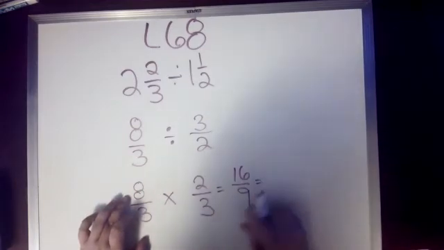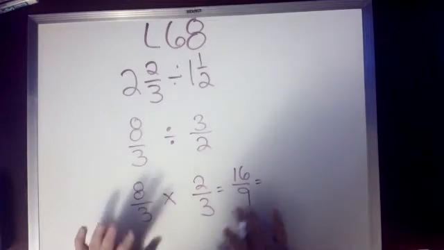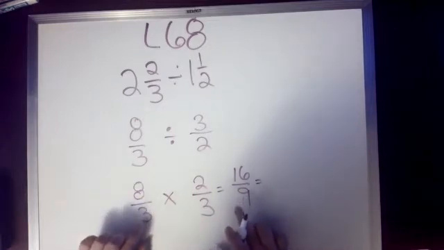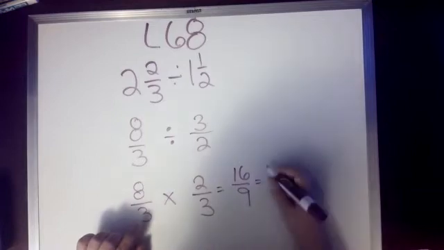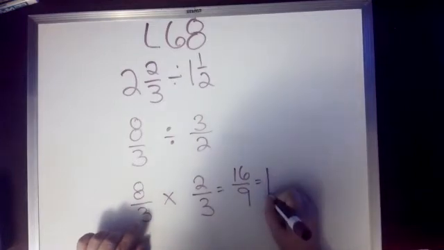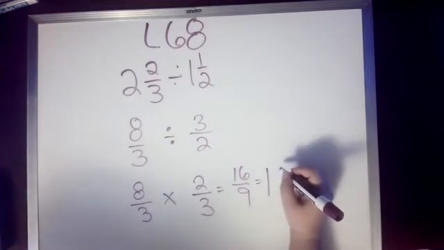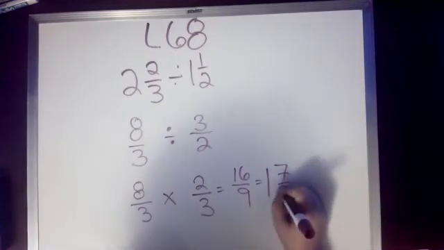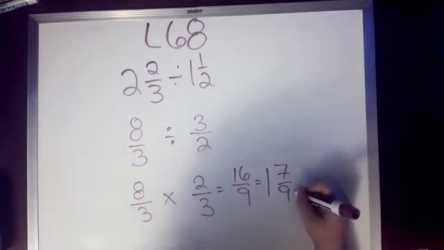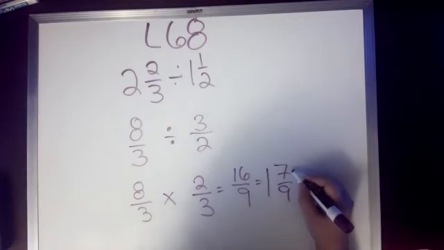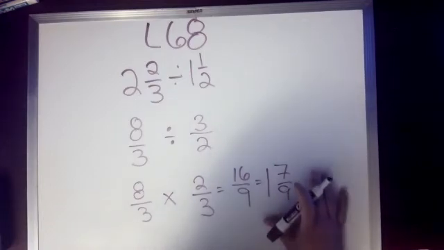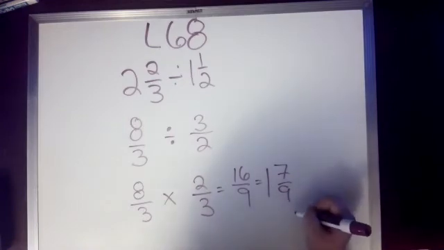And I'm going to now put it into lowest terms, because remember, all fractions, when you're finished with them, need to be in lowest terms. So 9 goes into 16 once. And that leaves me with, drum roll please, 7/9. Okay, now this 7/9 is already in lowest terms. 7 is a prime number, and I can't divide 9 by 7, so it's going to just be that. This is now 1 7/9. Okay, that is your answer.